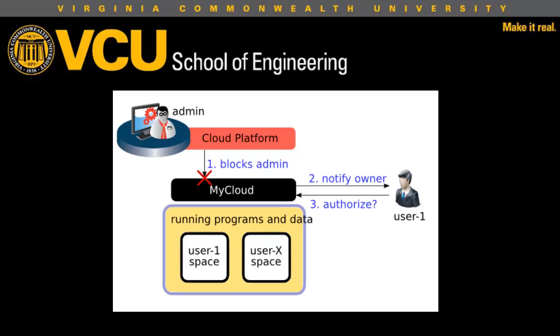As you can see in the diagram, if the administrator or cloud provider ever wants to access data from a user or a user's cloud instance, the software in MyCloud will always circumvent that. The software mechanism will always stop that. It will notify the user that the cloud provider is trying to access the data, and the user now has the ability to authorize whether to allow that administrator the permission to access that data.